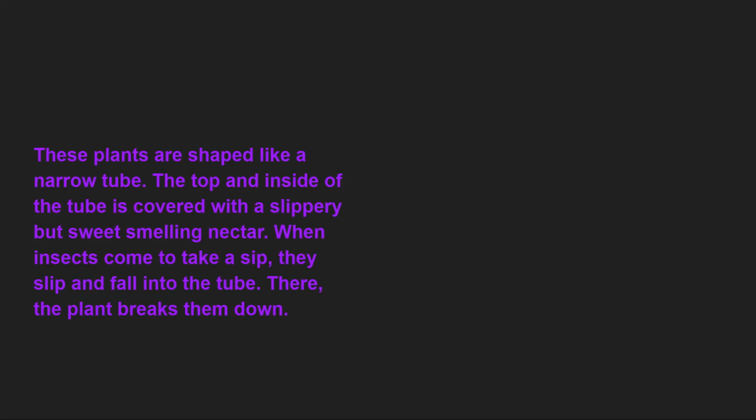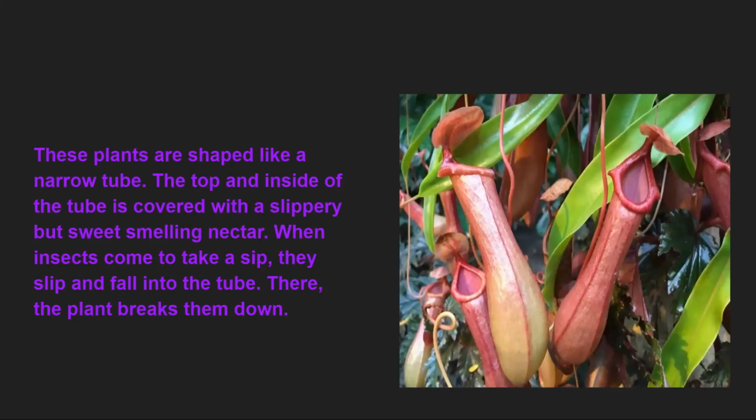Then when the insects are inside, the plant breaks their body and eats it. And see, the image of the plant is this. See the shape of the plant is tube-like, and the upper part is narrow so that the insects will come inside and the plant will eat them. This is called the pitcher plant. So the pitcher plant is a carnivorous plant.